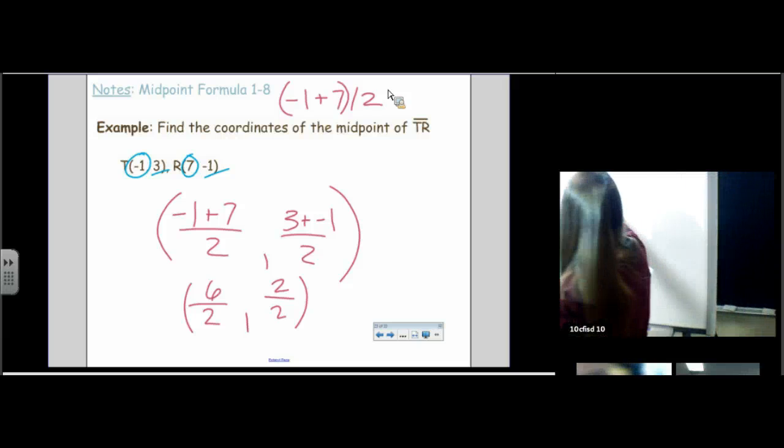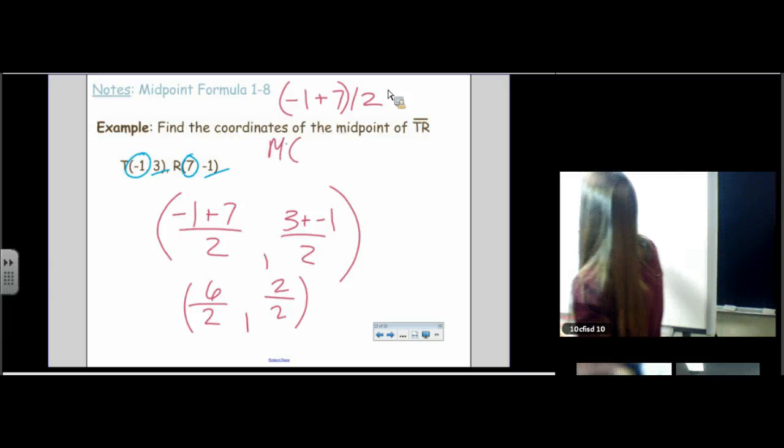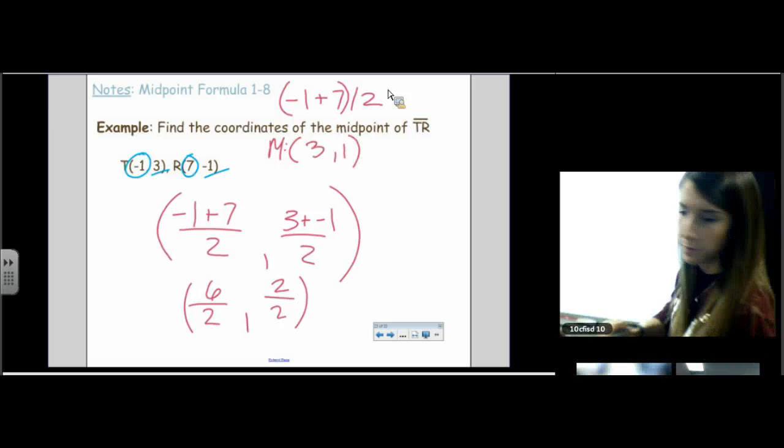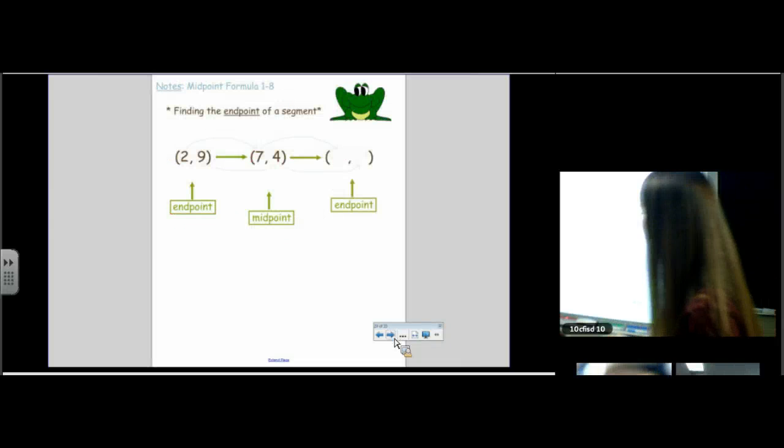The answer to this problem, the midpoint, I'll call it M, the midpoint is 3, 1. Moving on? Moving on. All right.